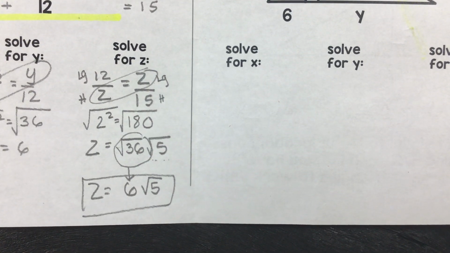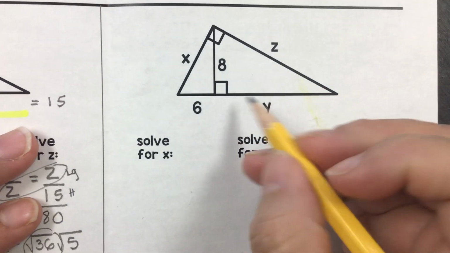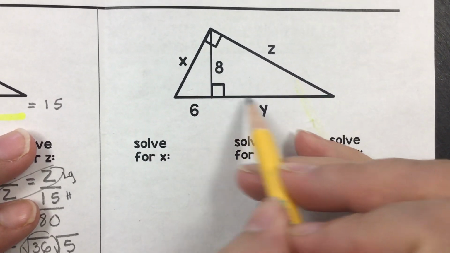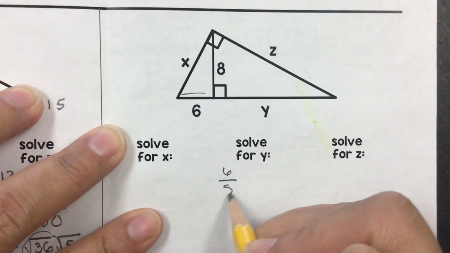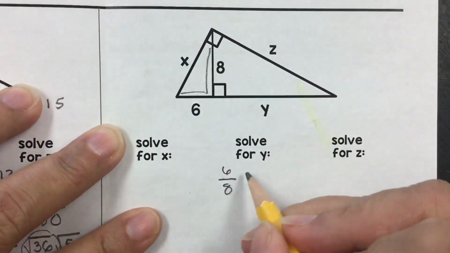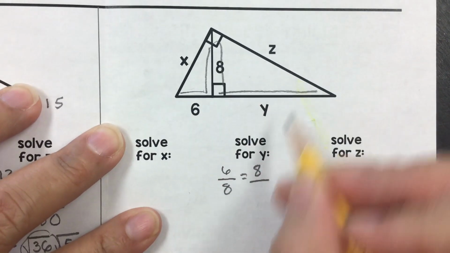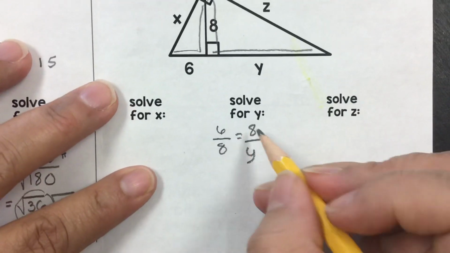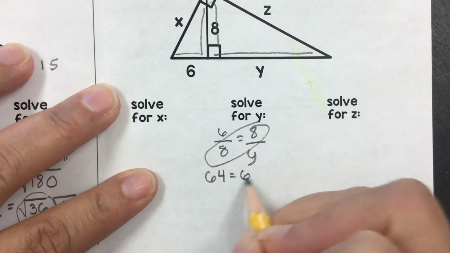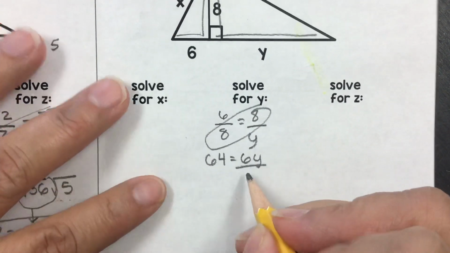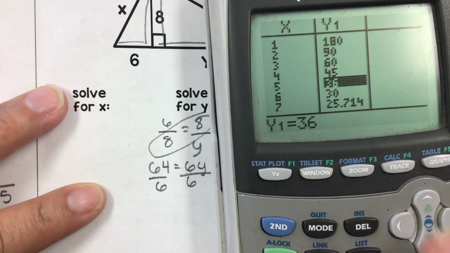Let's try this again. The one that is easier for me to solve for is the y. So I'm going to do 6 divided by 8 is equal to 8 divided by y. We cross multiply. 64 is equal to 6y, divided by 6 to both sides. Simplify that.